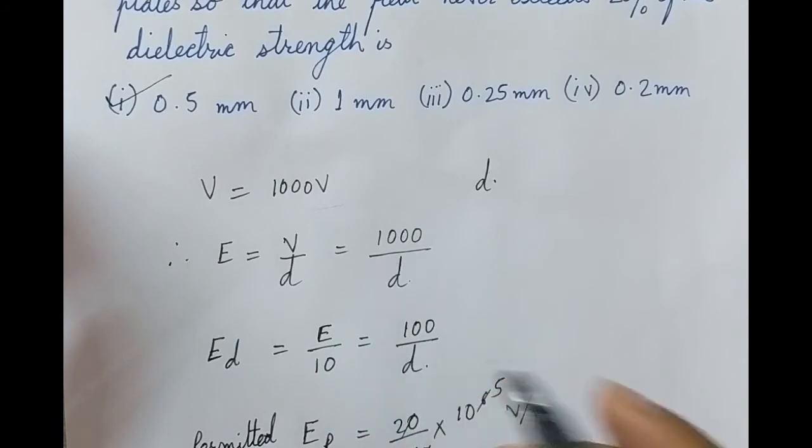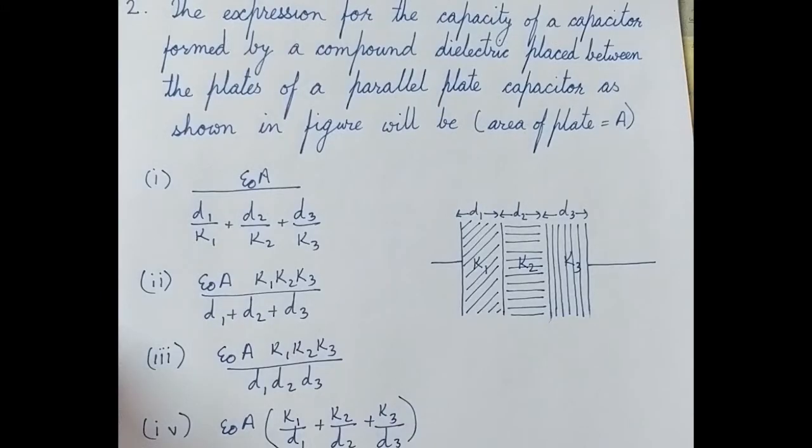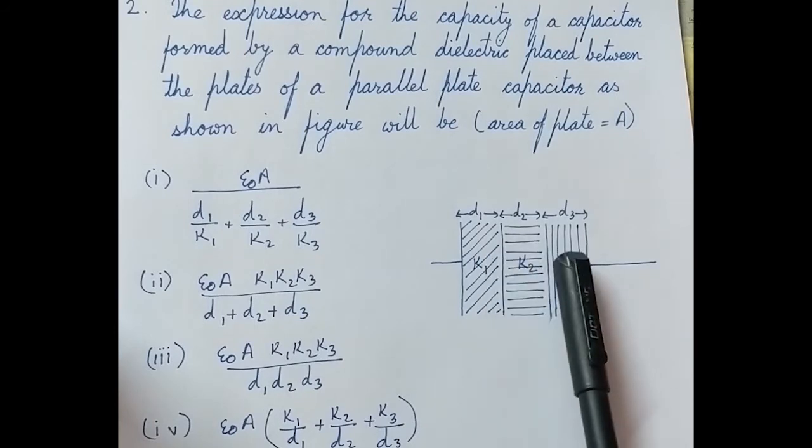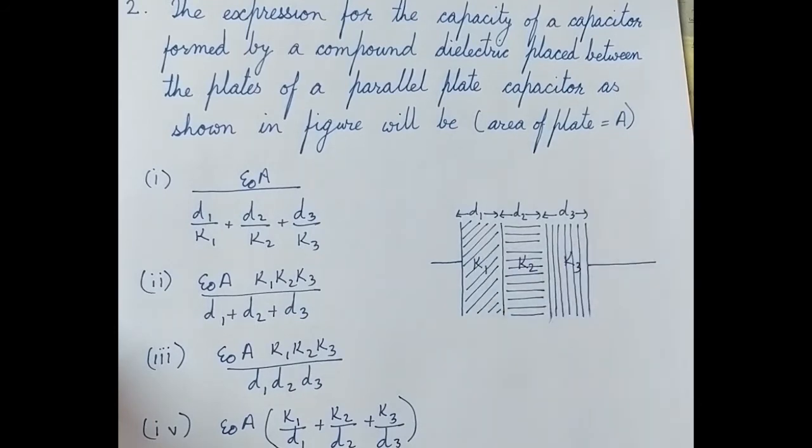Let's move on to the next sum. The second question involves a combination of dielectrics, that means 3 different types of dielectrics are placed within the same capacitor. These kind of problems are very important for JEE. You can get parallel combinations or series combinations.